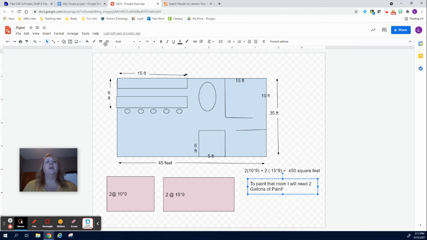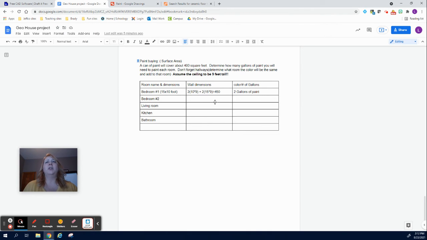If you want to, you can combine and say, well, these 2 rooms are all going to be the same color, and that's okay. So maybe you say you want your whole house to be gray. I might do that. Then I could put my total gray here. Let's say it equals 1200. Then I know that 1200 divided by 400 is 3 gallons of paint.